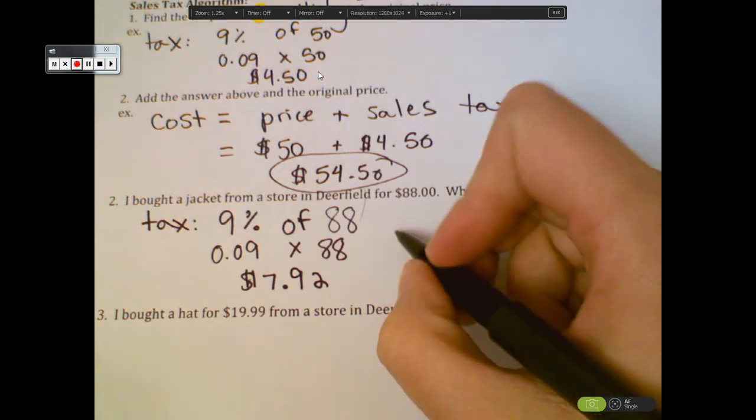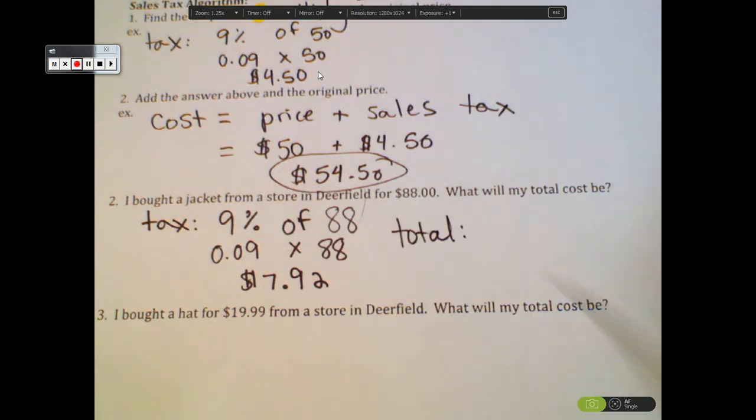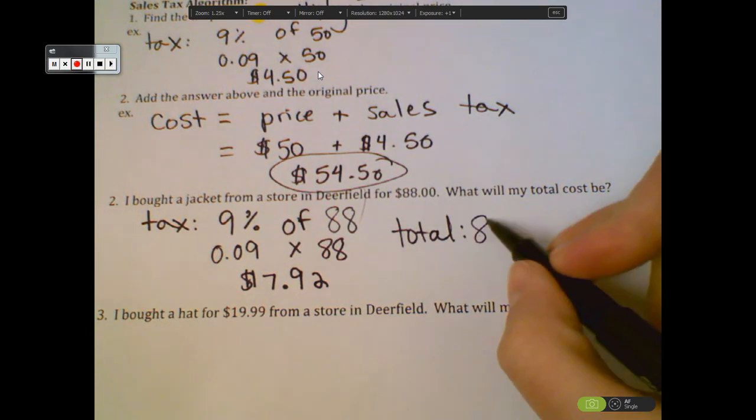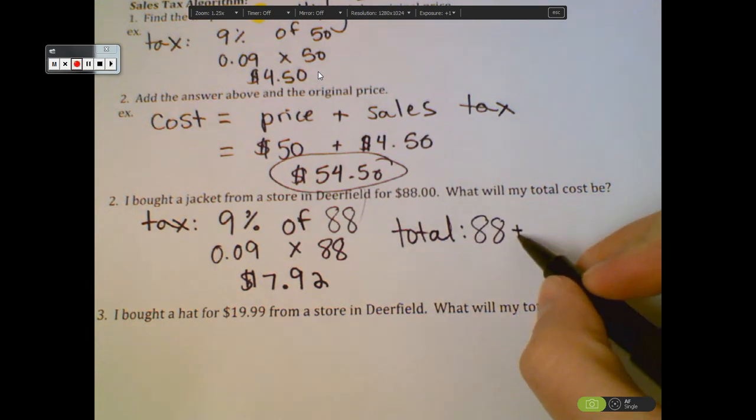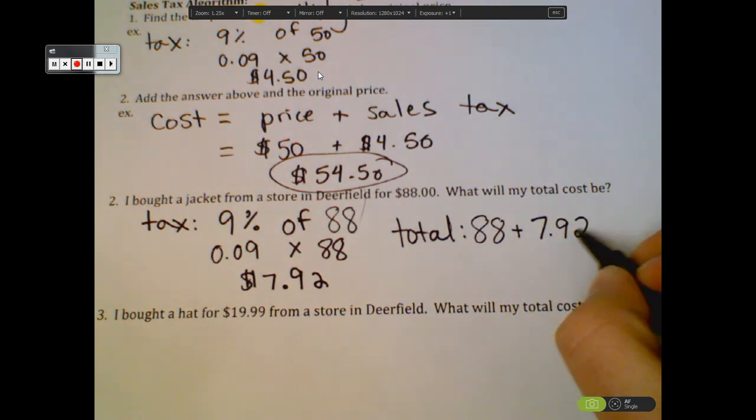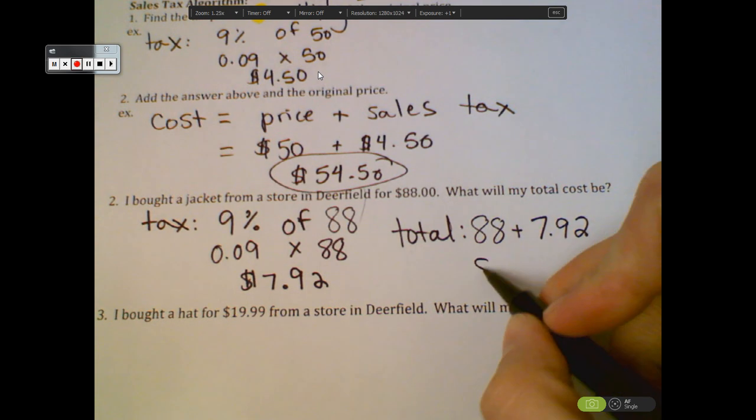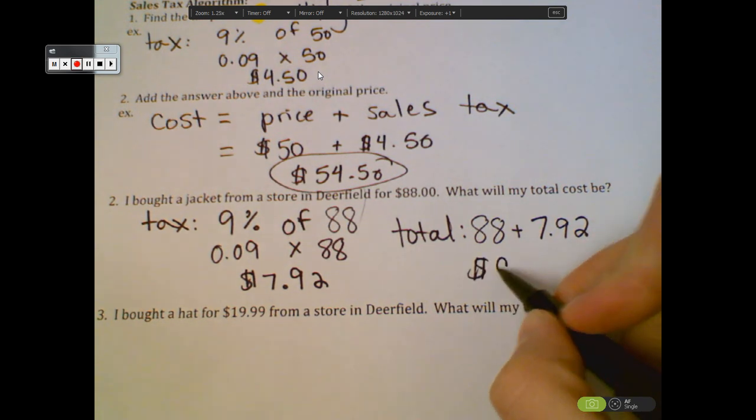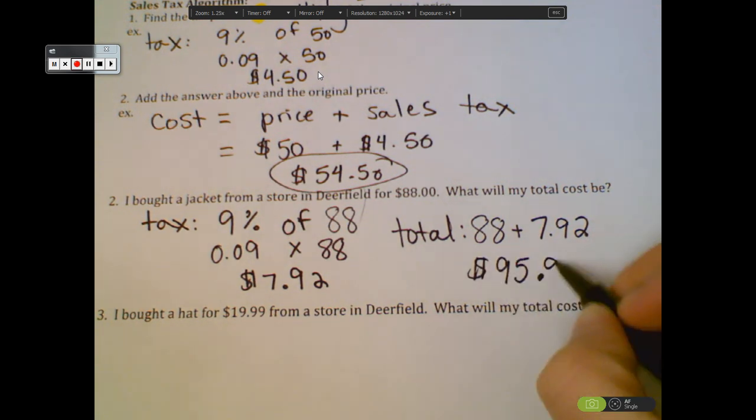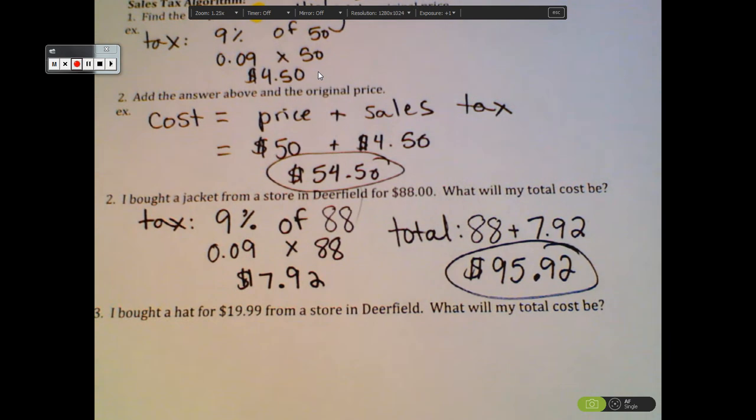So my total would be $88 plus $7.92. When I add that up, I get a grand total of $95.92. So when I check out, that's the total cost that I'm paying.